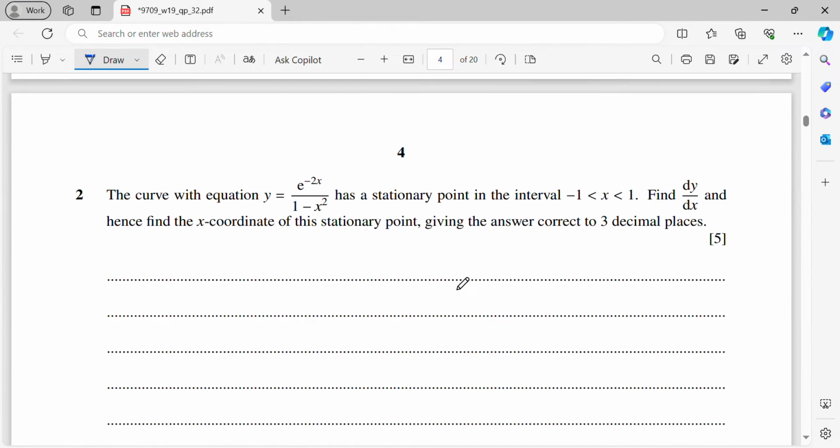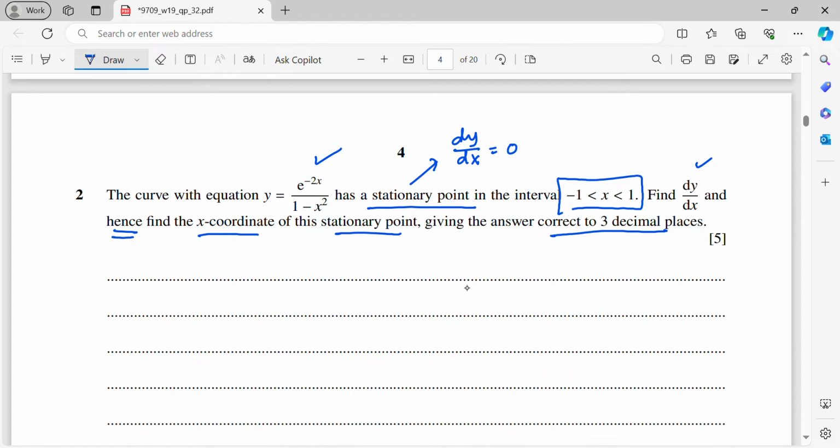Okay, now next, question number 2. The curve with equation y equals e to the power negative 2x over 1 minus x squared has a stationary point. So whenever you see stationary points, it means that dy over dx equals 0, in the interval of x between -1 and 1. Now firstly, find dy/dx, and hence, which means use the dy/dx or use the previous answer, to find the x coordinate of this stationary point, giving your answer correct to 3 decimal places.